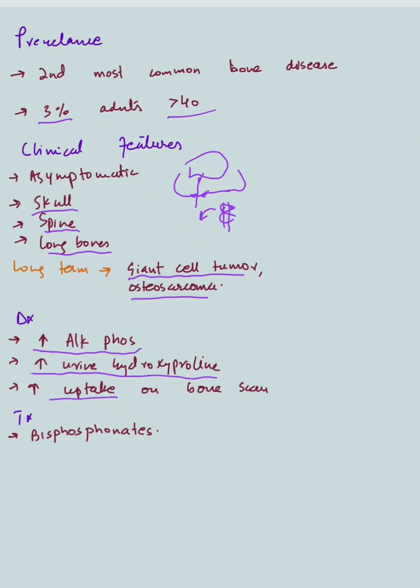Then the last thing is the treatment. The treatment is bisphosphonates, for example zoledronate and all of those kinds of bisphosphonates. They inhibit osteoclasts, and we know that Paget's disease is an osteoclast dysfunction disease, and so it results in apoptosis of the osteoclast, and so that is why bisphosphonates are helpful.